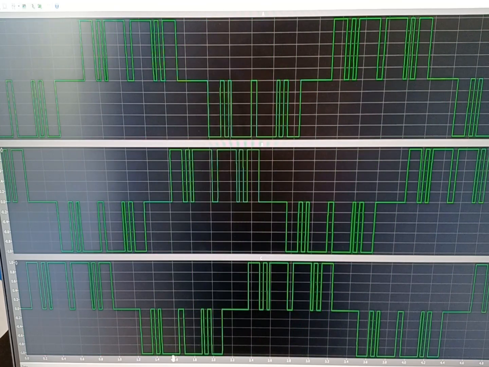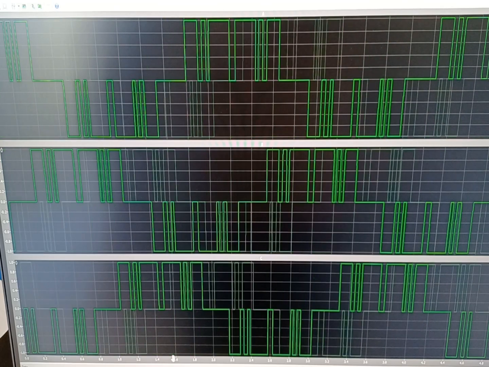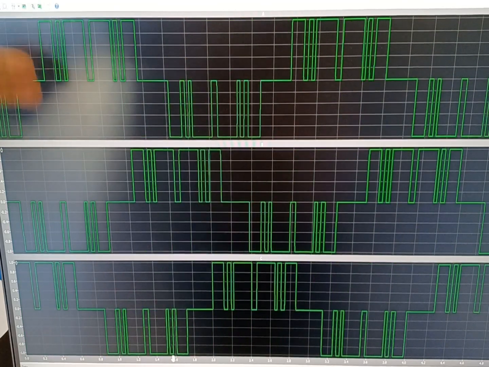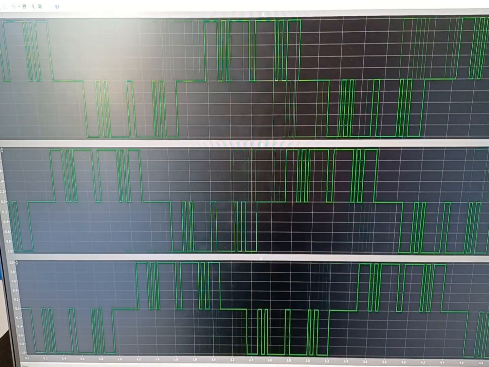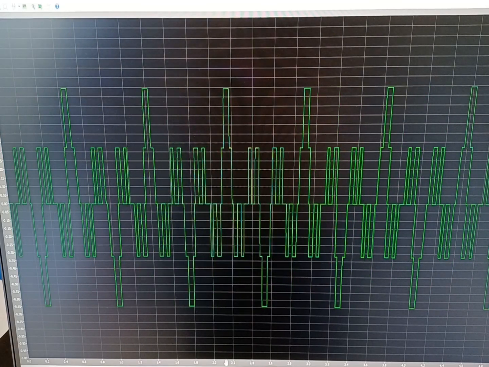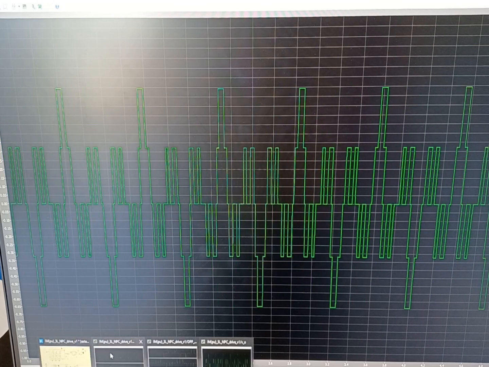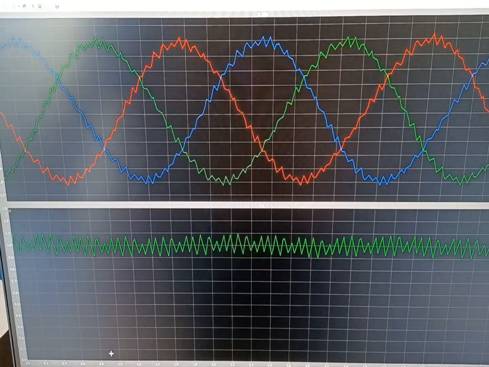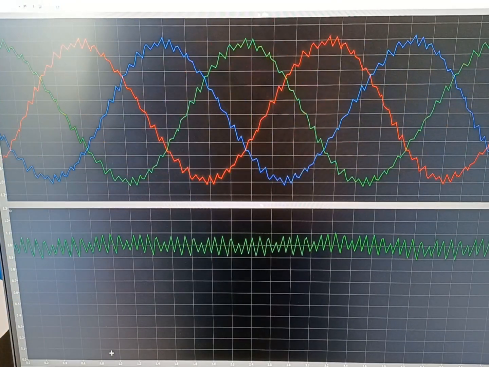First, we examine the conventional optimal pattern for modulation index 0.92. The three phases, A, B, and C, are shown here. The common mode voltage is non-zero. The harmonic distortions in the load currents and electromagnetic torque are low.